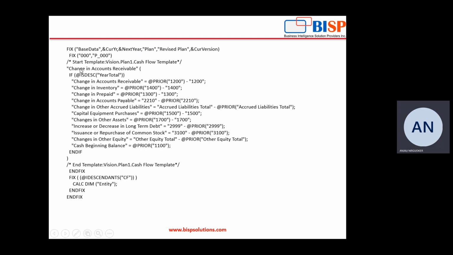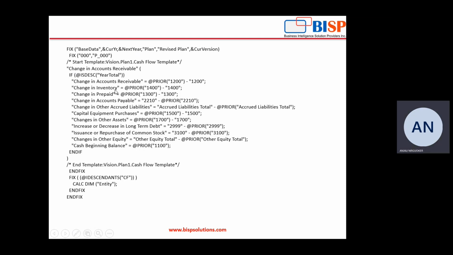Then in the next, in the comment I have provided, here is the starting of the template for cash flow. So at first I have given the account name, change in accounts receivable, and then in the next line I have given all the descendants of year total, and I have used the function @PRIOR. So what this is going to do is take the data from the previous period of account 1200, and deduct it from the current figure.